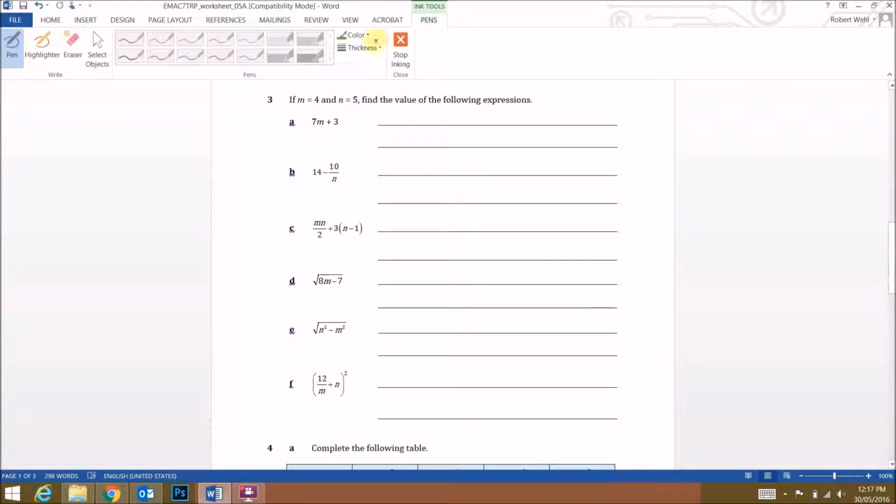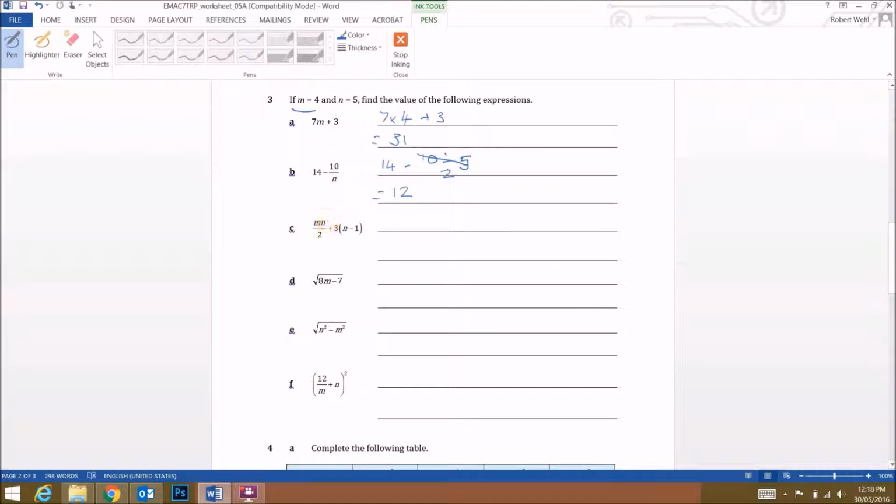3. If M equals 4 and N equals 5, find the value. So here we're doing substituting. So let's just rewrite them. First one, 7 times M, which equals 4, it tells us there, plus 3. 7 4s are 28, plus 3 equals 31. The next one, 14 take away 10 divided by N, which is 5. 10 divided by 5 is 2. 14 take away 2 is 12.